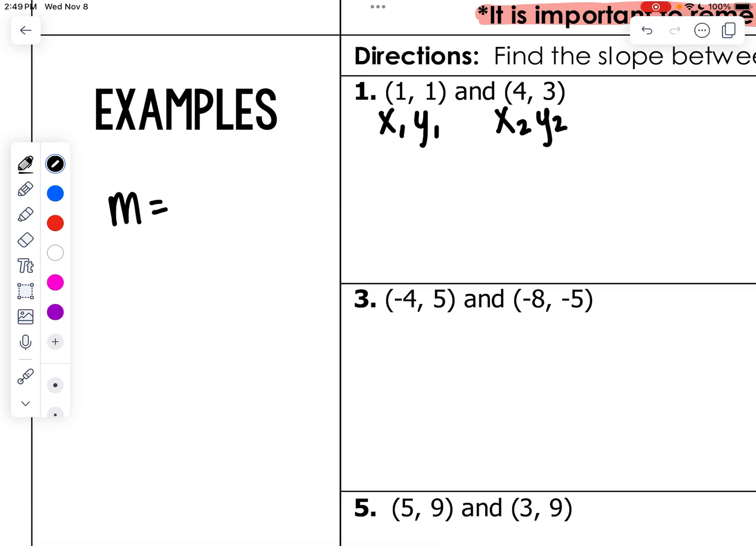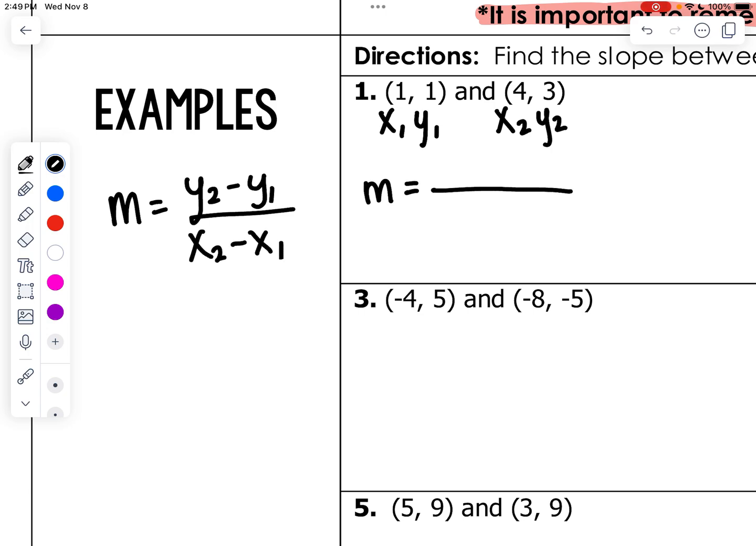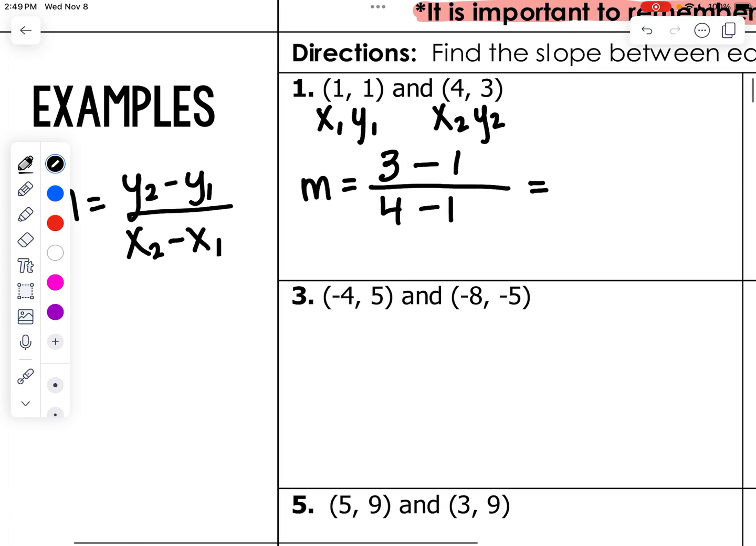Remember, this was your formula: y2 minus y1 over x2 minus x1. So m equals, your slope equals, y2, so we're going to take 3, because that's your y2, minus y1, which is 1. So 3 minus 1 over, and then your x2 is going to be 4 minus x1, which is 1, over 4 minus 1. So that's going to be 2 over 3, and you can't simplify that, so your slope here is 2/3.